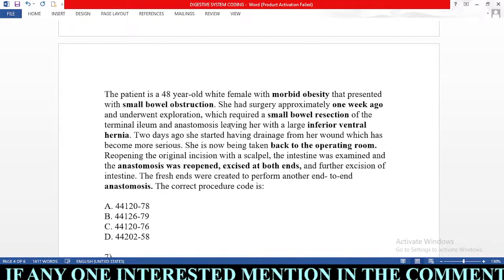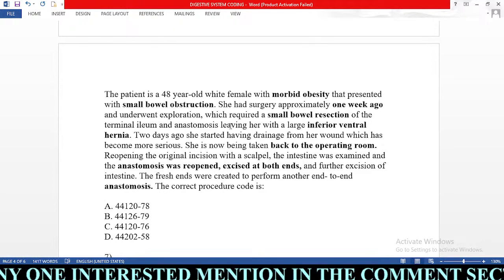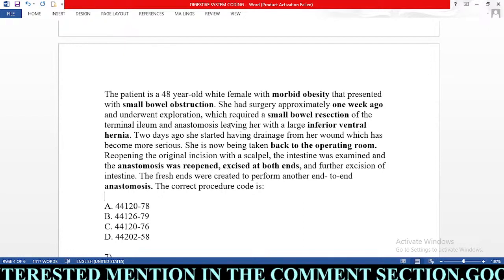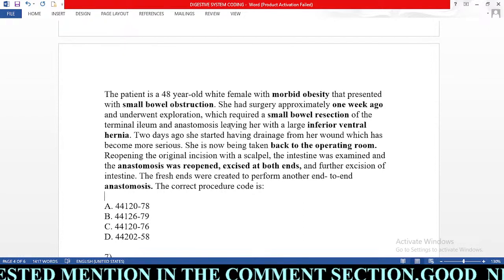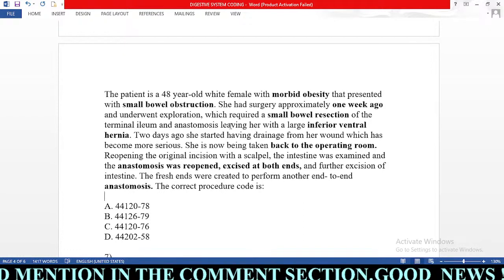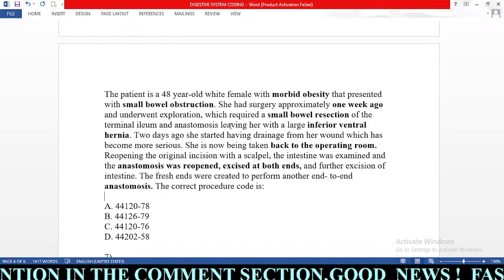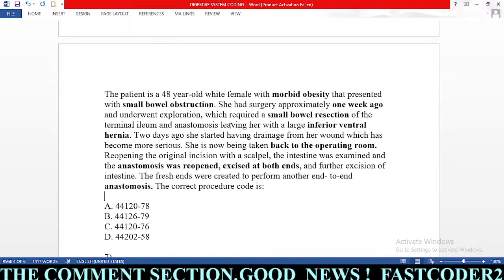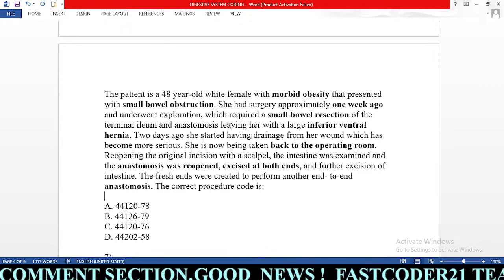44202 is for laparoscopy. So directly we can eliminate 44202 as it is a laparoscopic procedure. But based on our operative report, the patient underwent an open procedure. Directly we can eliminate 44202. So we will go ahead and check 44120.